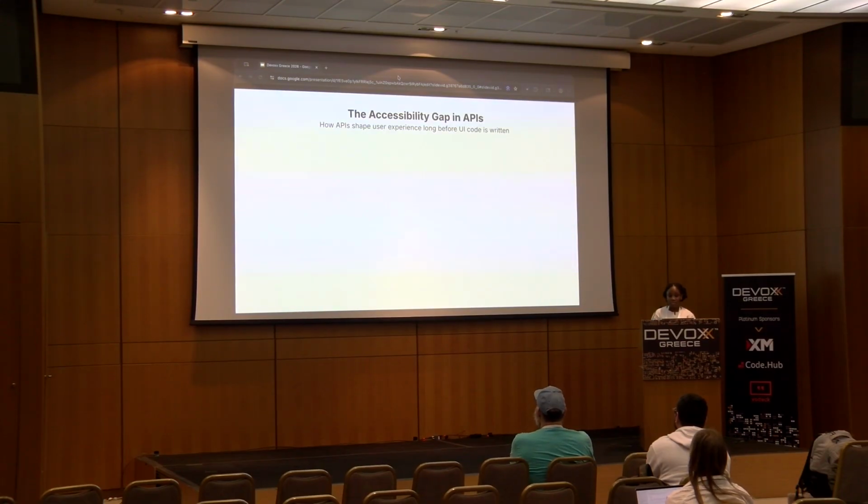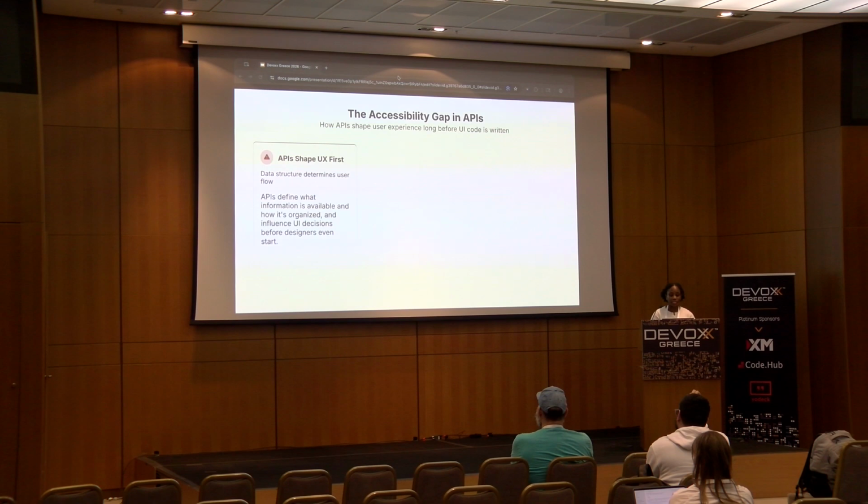Those examples show that there's a gap in our APIs, or at least room to shift the accessibility talk left into our feature flow. Our APIs shape UX before any UI code exists, but accessibility usually isn't part of that conversation. APIs define what information is available and how it's organized, and influence UI decisions before designers even start.